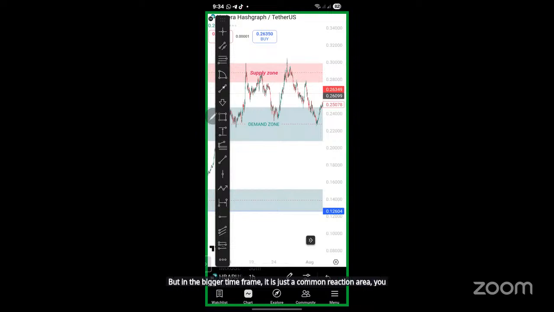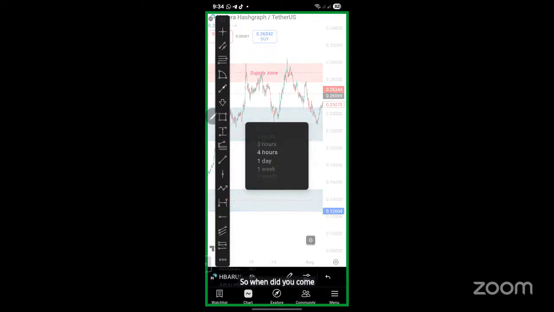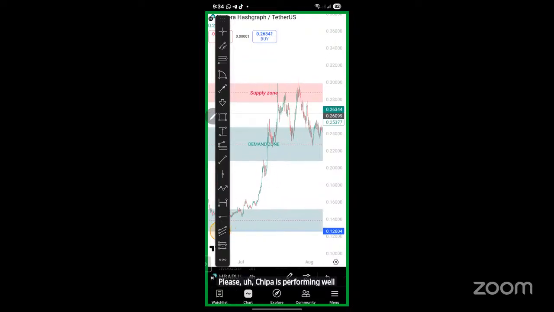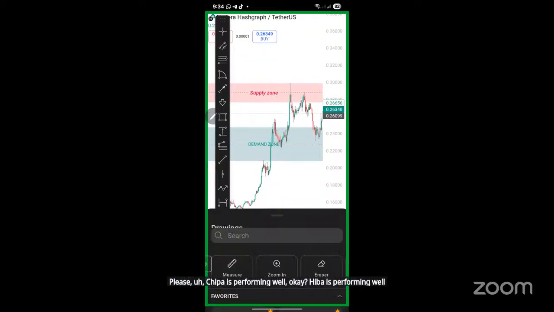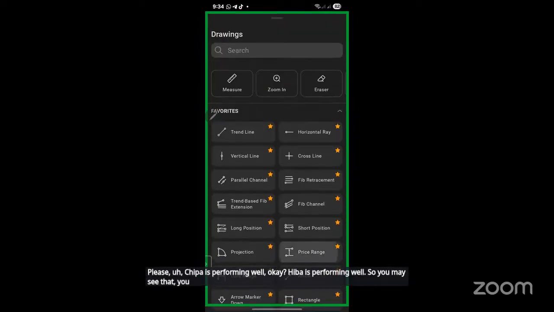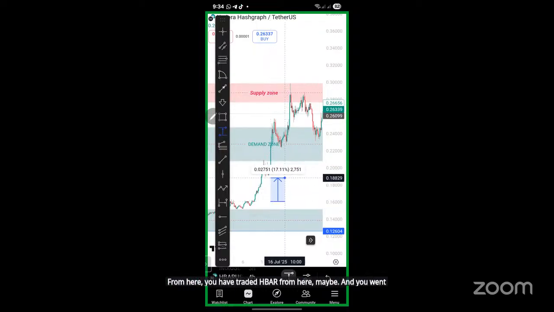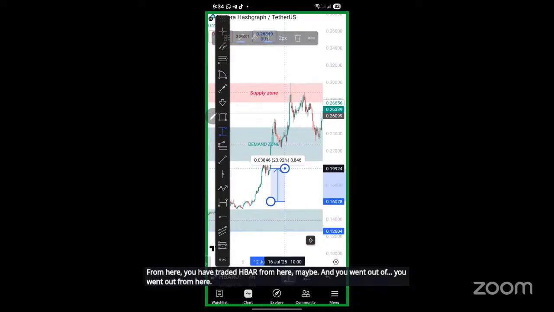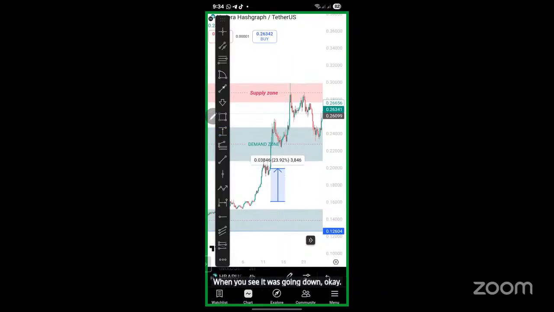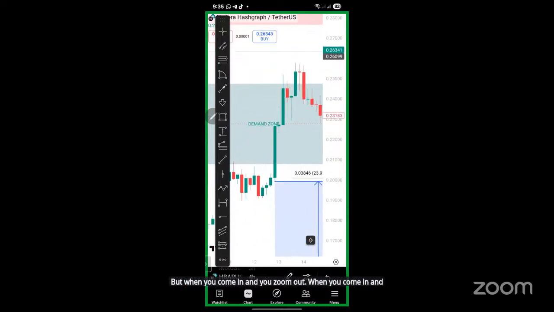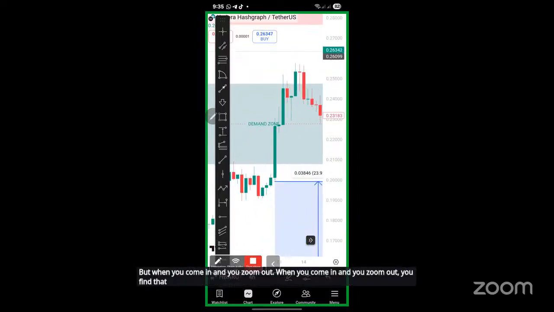You understand? So when you come to 4 hours, I may tell you, please, HBAR is performing well, okay? So you may see that you have traded HBAR from here maybe, and you went out from here. When you see it was going down, okay, you went out. But when you come in and you zoom out, you find that around here, there is a pattern. There is this pattern here.